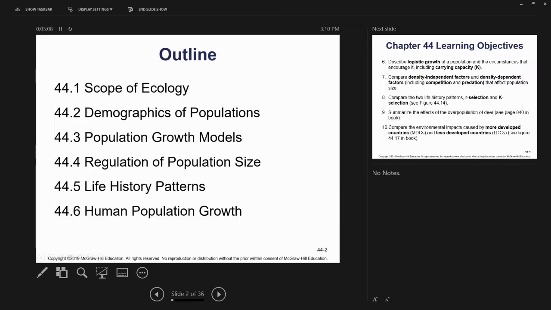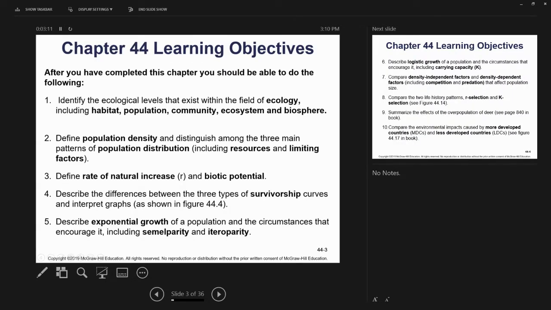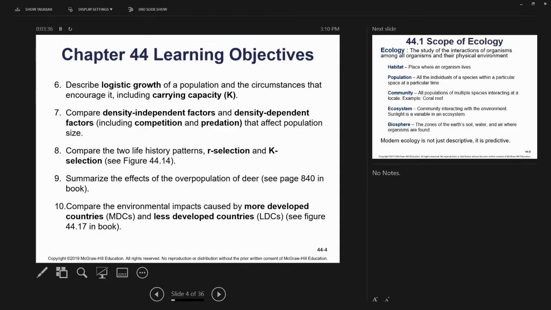We should also understand resources and limiting factors that affect population density and distribution. Define the rate of natural increase, or R, and the biotic potential of species. Describe differences in survivorship curves. We'll look more closely at those and what they tell us. Describe exponential growth, including what semelparity and iteroparity mean. You'll be able to describe logistic growth of a population and circumstances that encourage that, and define what carrying capacity is and how that affects the growth of a population.